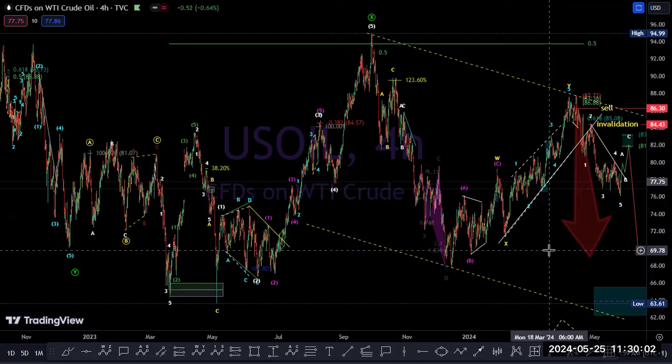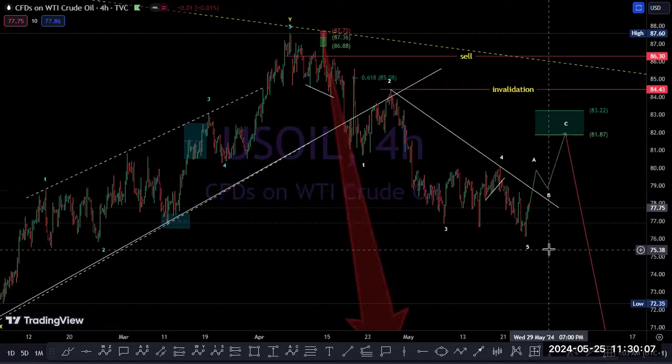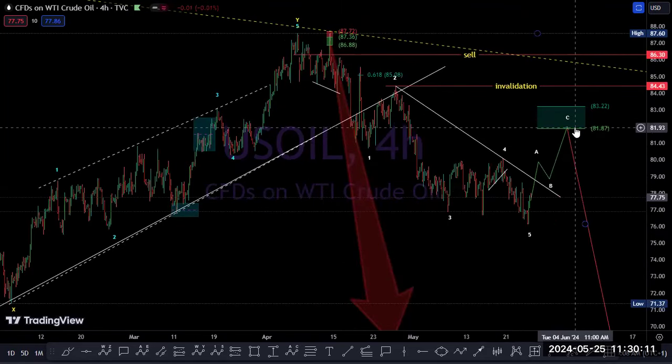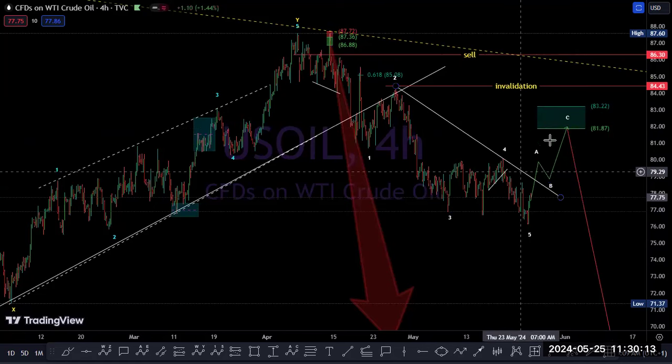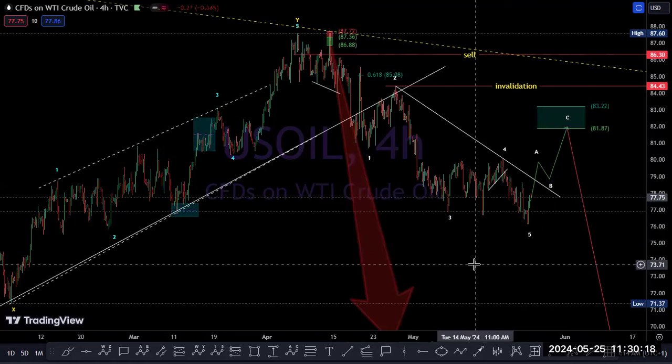I may be wrong, but one thing is certain: I don't want to buy oil now, whether I'm wrong or right. I can only sell oil if I get a nice pullback coming off something like this. I will sell oil. Buying nowhere.